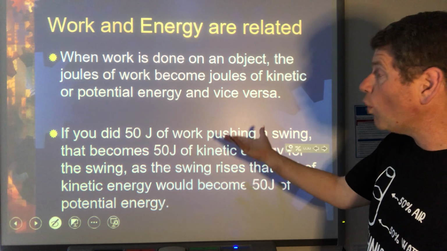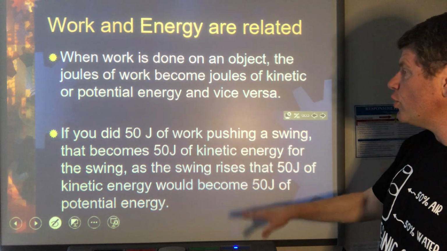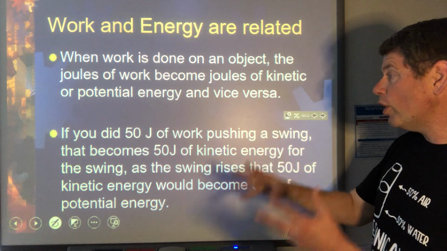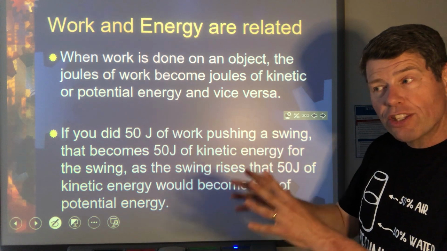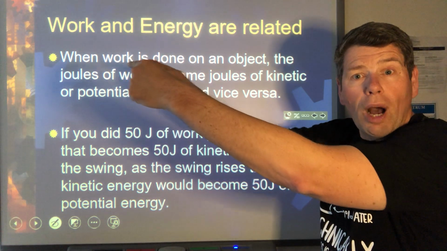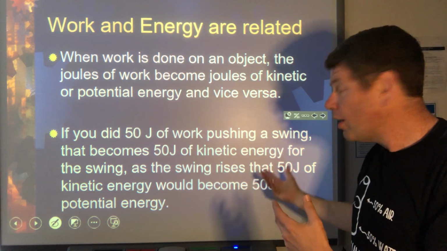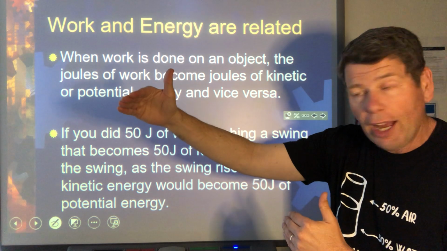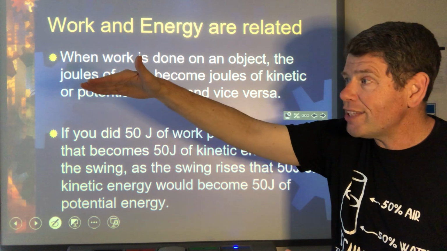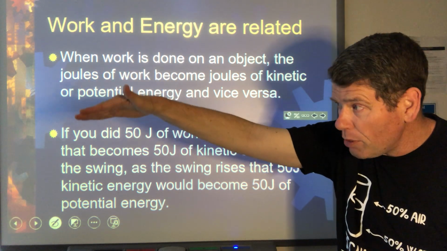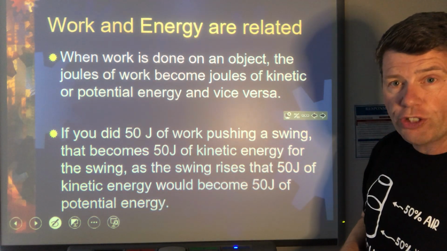All right, and that's true for potential energy as well. So for example, if you did 50 joules of work pushing a swing, that 50 joules of work becomes the kinetic energy of the child on the swing. But then of course that swing starts to go higher. So there's a transformation of the kinetic energy into the gravitational potential energy of the swing. And then it eventually stops. So it's all been converted to gravitational potential energy. And then that swing starts to be pulled down by gravity, changing that gravitational potential energy back into a form of kinetic energy. Okay?